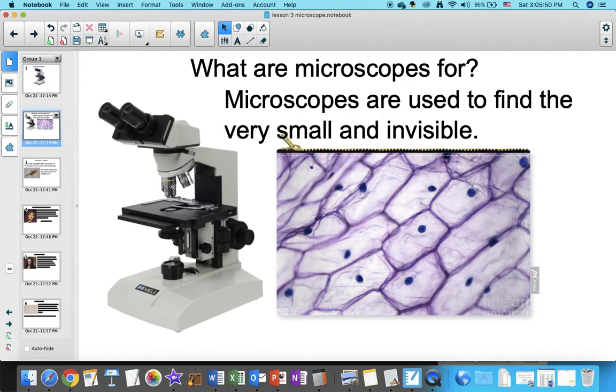So here we have a microscope and a picture of what the microscope might be looking at. And if you paid attention during the previous lessons, you may recognize these to be a type of cell. Well, what kind of cell would they be? Well, they're very blocky, aren't they? And they have that nucleus there. Well, it must be a plant cell, right? Because you see the nucleus, and it looks very blocky. It's definitely a plant cell. And so, microscopes are used to look at small and seemingly invisible things.